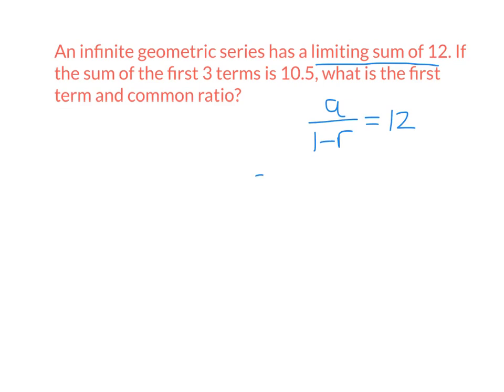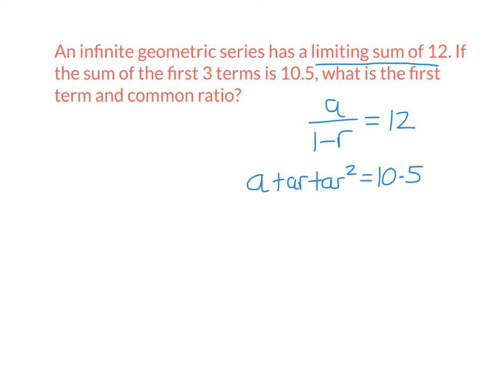So the sum of the first three terms is 10.5. So the first term is a, the second term of any geometric series is a times r, the third term is a times r squared. That is equal to 10.5. So we've got to solve these equations somehow to find what a and r are.